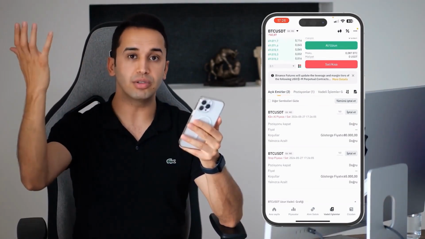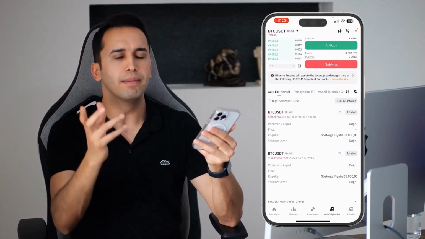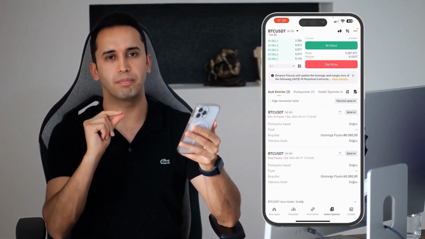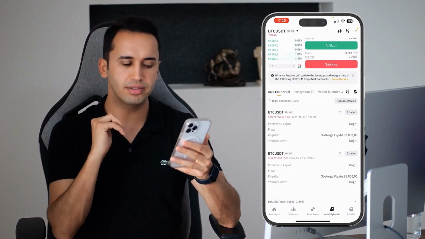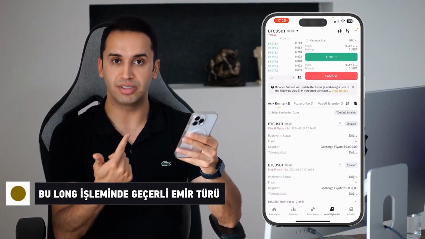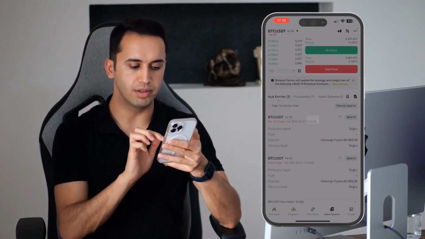I will sell when it goes up and make a profit. I will sell when it goes down and incur a loss. It may seem illogical, but I am actually stopping my loss. So yes, I will incur a loss, but at least I am limiting it. Now, this was a valid order type for this long position. I am cancelling both. I cancelled all, confirmed.